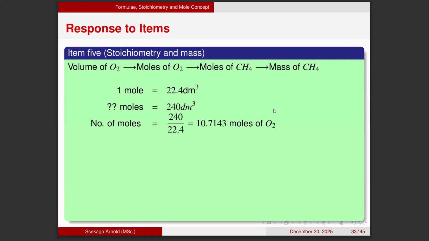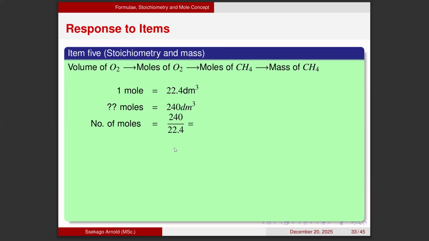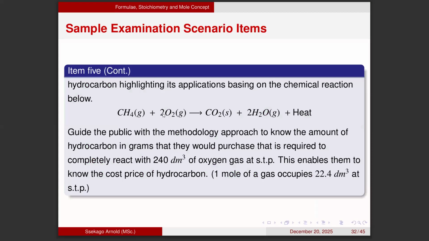Then I relate oxygen to CH4. What do we use? In this case, we use the concept of mole ratio. Relate what you have to what you want to find. What do I have? I have oxygen. So we are considering the ratio of oxygen to CH4. And from the equation, what does the equation say? The equation says that 2 moles of oxygen react with 1 mole of CH4.